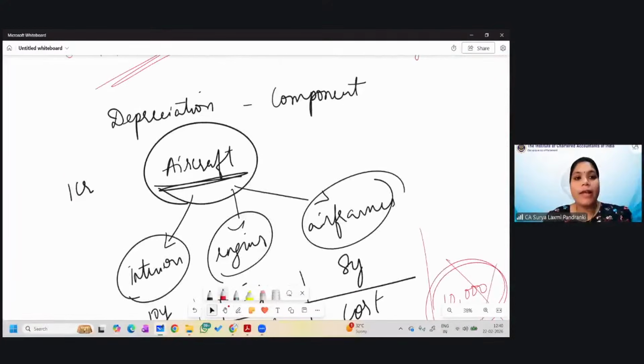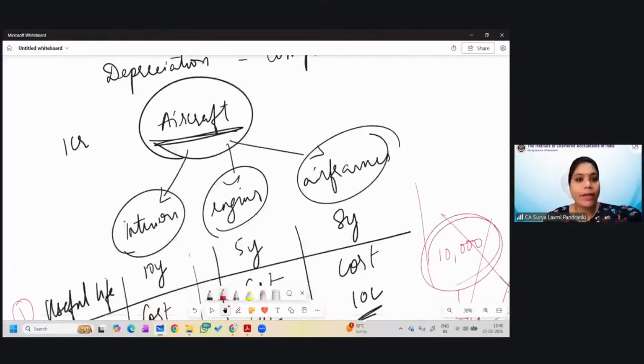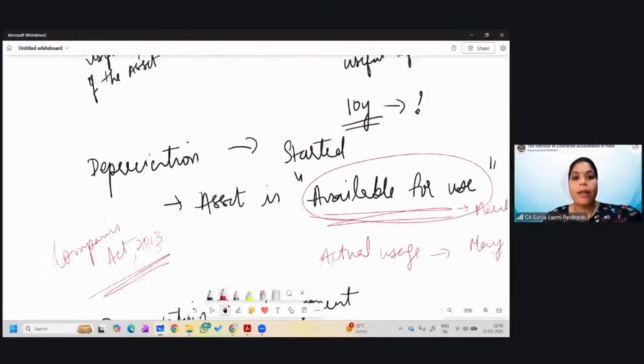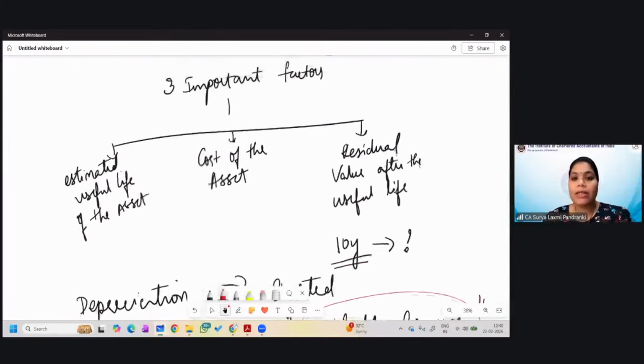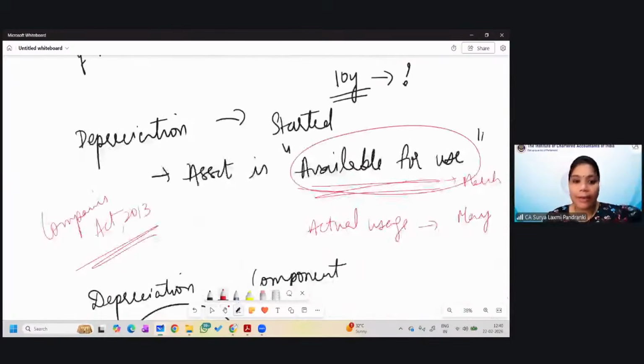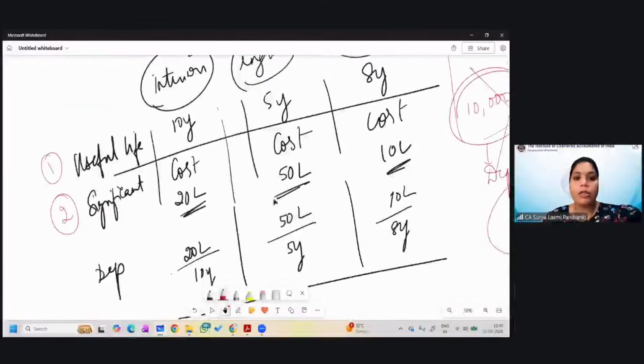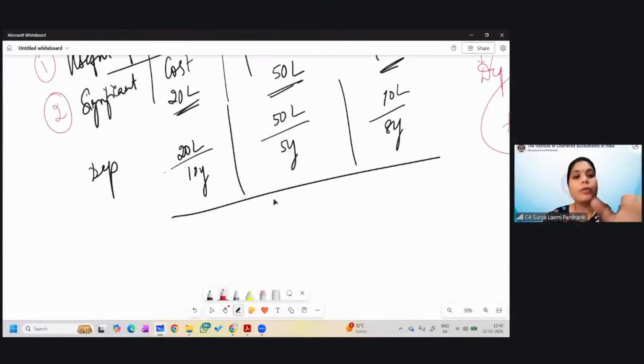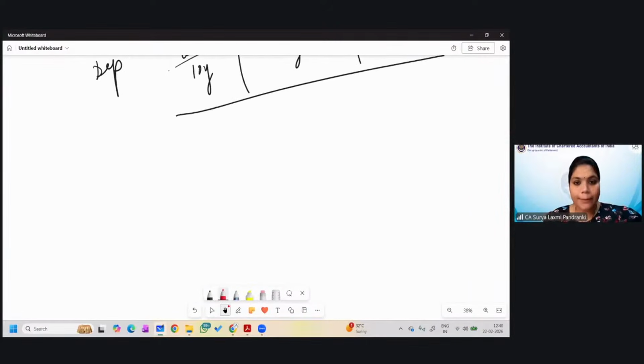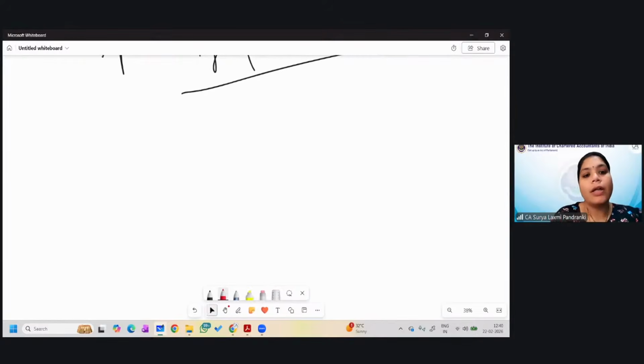So we have seen the difference between tangible and intangible, and we have seen when depreciation should be started and what are the three main factors for calculating the depreciation. And also we have seen how component wise depreciation is done. Now let us also see what are the objectives.